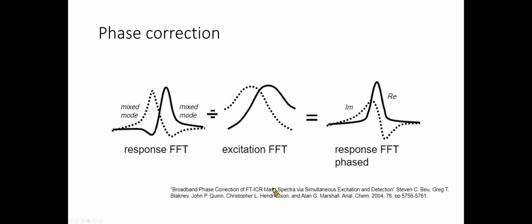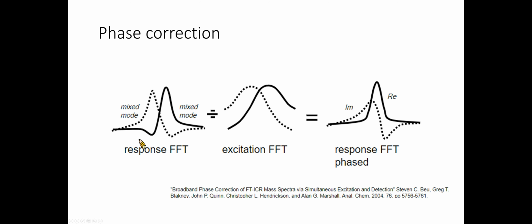In FT-ICR, phase correction is a process to remove phase distortion that occurs in the recorded signal. This is necessary to obtain accurate mass spectrum from the data, as phase distortion can cause peak broadening and shifts in peak positions. The phase correction is typically performed using algorithms that analyze the phase and amplitude information in the recorded signals and then apply correction factors to the data to remove the distortion.